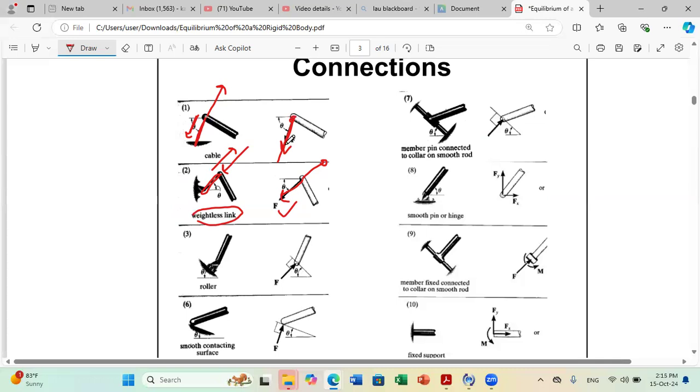But for the cable, it's impossible to have a cable in compression. You have only one possible choice for a cable. This is the difference between cable and weightless link.